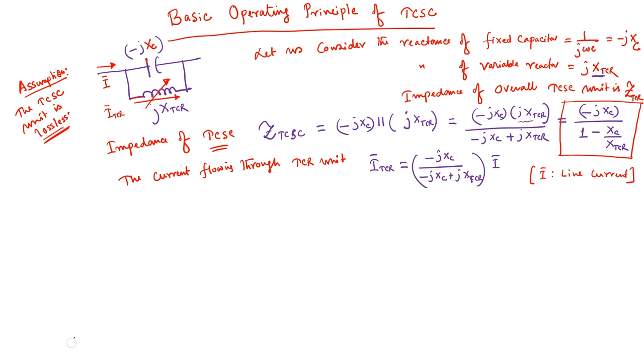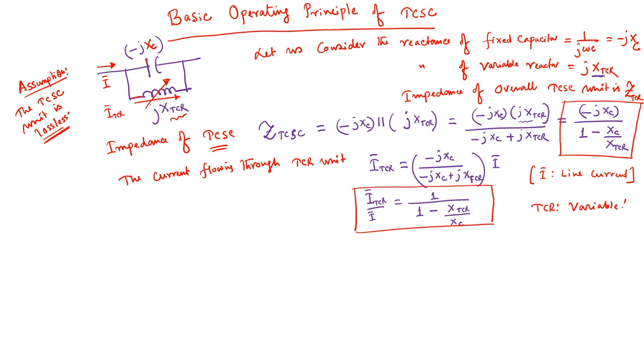Now, again, if we divide by minus JXC in the numerator and denominator, and take the ratio of ITCR to I, then this would be equal to 1 minus XTCR divided by XC. So, this is the ratio of the current flowing through this TCR unit. Now, what is TCR? This TCR is basically the variable or controllable reactor.